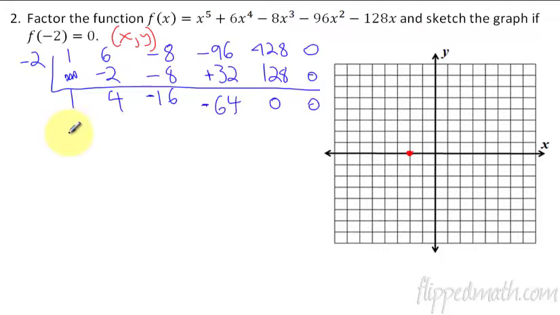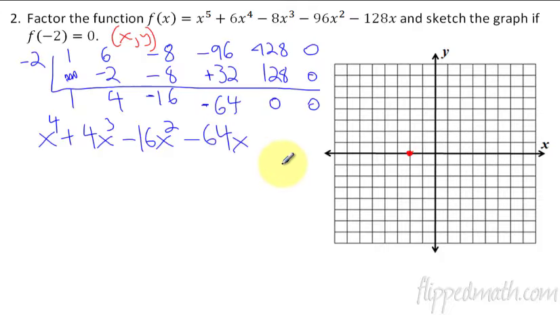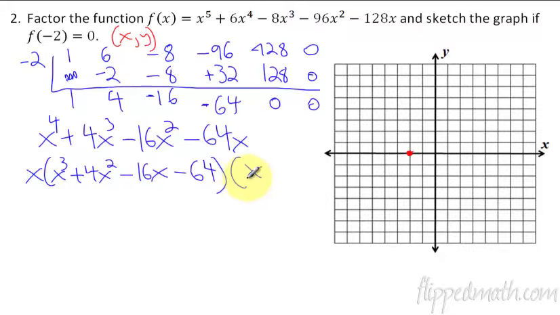All right, now we bring this down a level. So it was x to the 5th, we now have x to the 4th, plus 4x cubed, minus 16x squared, minus 64x, and then 0, 0. All right, so now let's factor this. Let's factor out an x. You get x cubed plus 4x squared minus 16x minus 64. And then I'm also going to tag on here x plus 2, because I know that this -2 being a 0 makes this a factor.